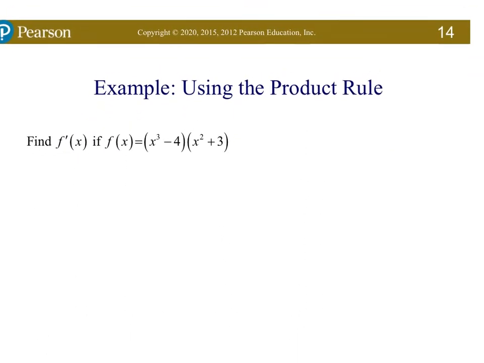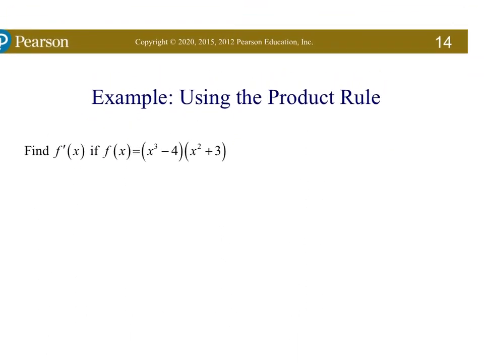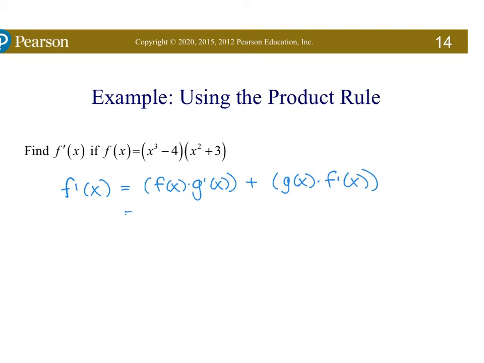Here's another product rule opportunity. These are a little bit more complex. We have a cubic and then a quadratic. So a power 3 multiplied by a power 4. So let's find f prime. And we'll start with f of x times g prime of x. And we'll add to that g of x times f prime. So following the product rule.